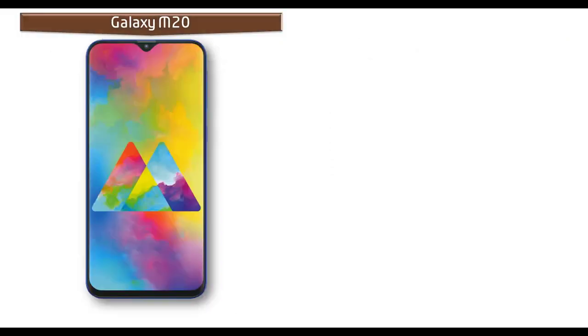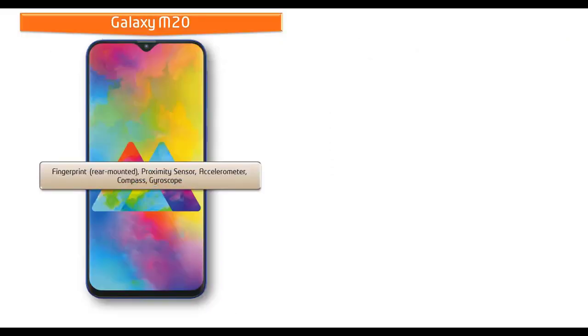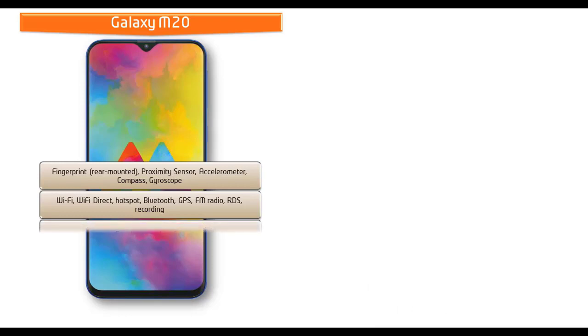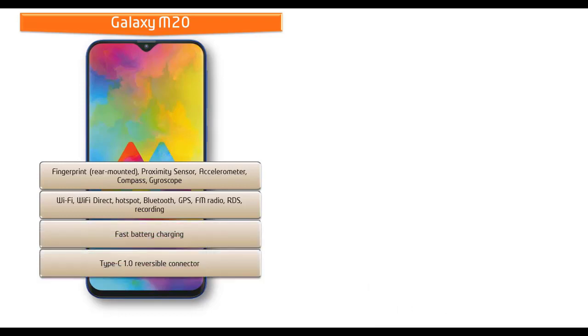Friends, Galaxy M20 features biometric authentication, which lets you easily unlock your phone with just your face or fingerprint, and the fingerprint scanner is placed on the rear side of the phone. This phone also comes with different sensors like proximity sensor, compass, accelerometer and gyro sensors. As far as connectivity, in this device you can find Wi-Fi, Wi-Fi Direct, Hotspot, Bluetooth, GPS, FM radio, RDS recording, fast battery charging, Type-C reversible connector, and it is also powered by a non-removable 5000 mAh battery as well.